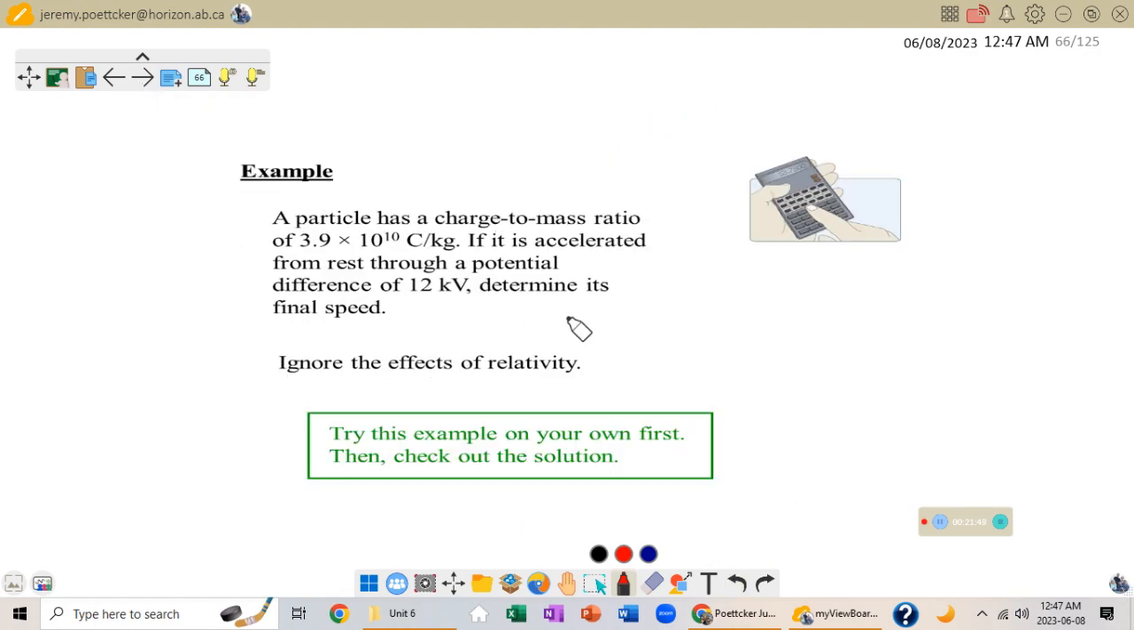All right, so let's try this question. A particle has a charge to mass ratio of that. It is accelerated from rest through a potential difference of 12 kilovolts. We want to know its final speed. So we start looking and say, what do we have that does something with charge and mass and voltage? And I see a formula on my formula sheet.